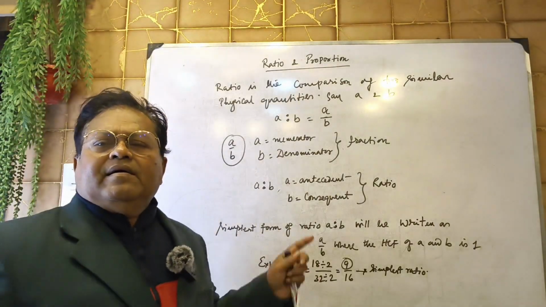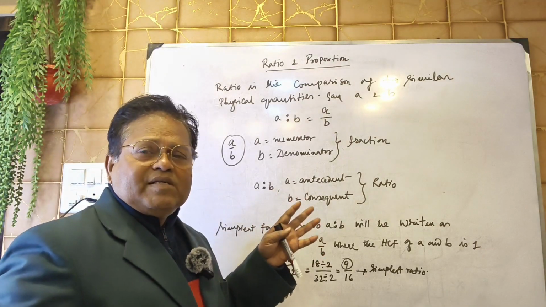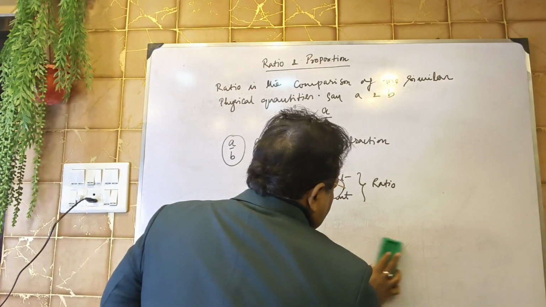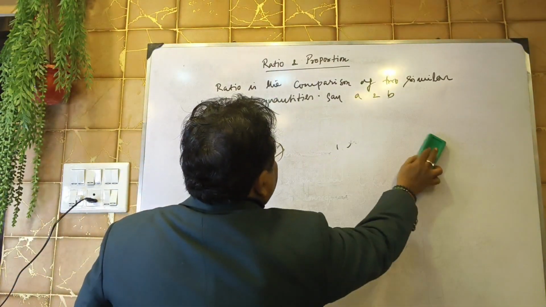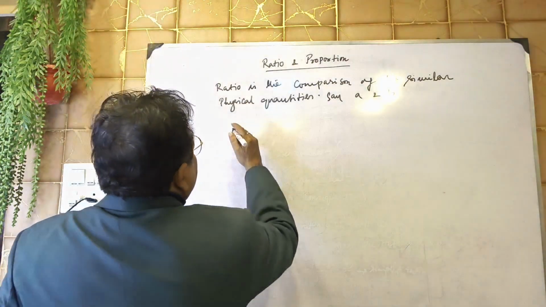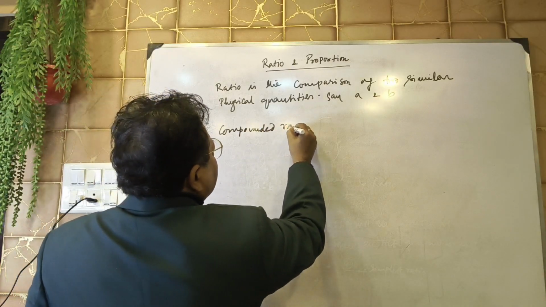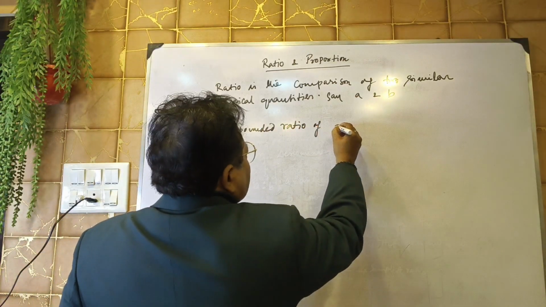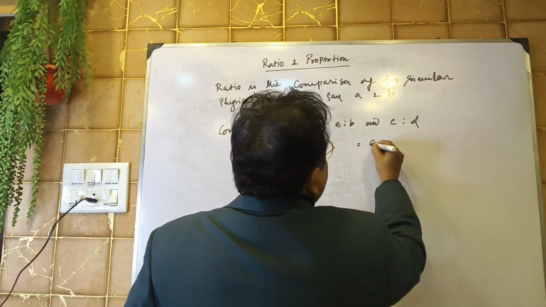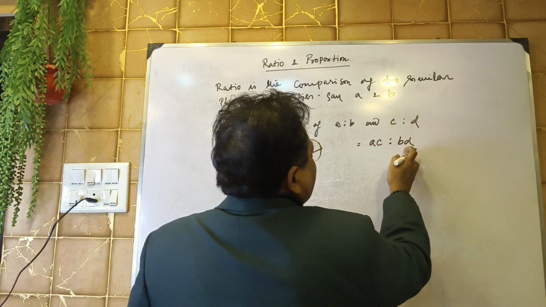Now compounded ratio. This is the simple fundamental idea, the definition of what is ratio. Then we will go to proportion. Now what is compounded ratio? Suppose A is to B and C is to D. The compounded ratio is AC is to BD. Just multiply the left hand sides and the right hand sides.